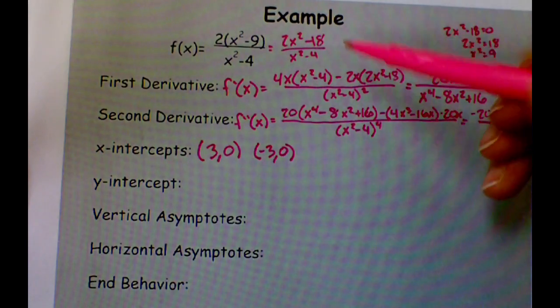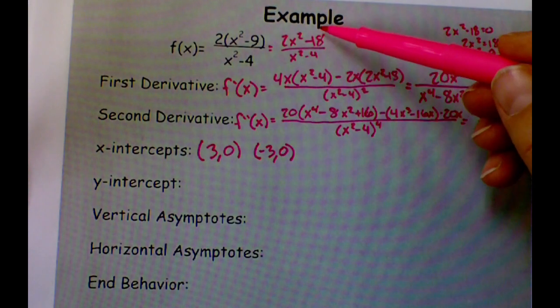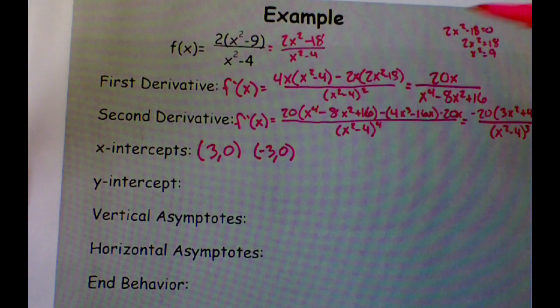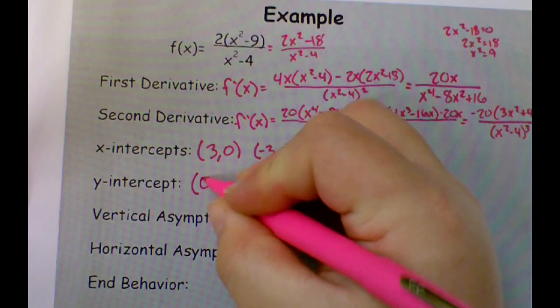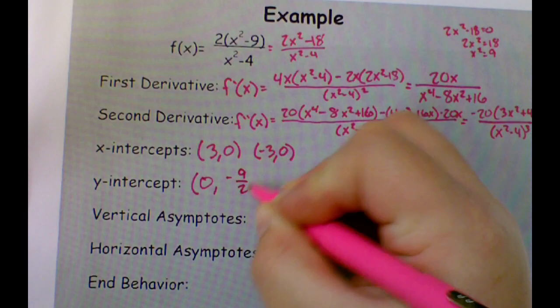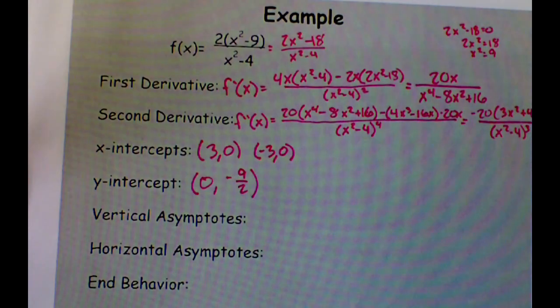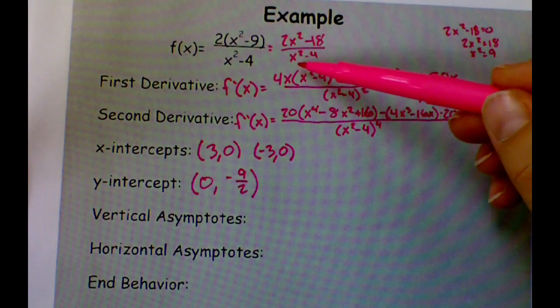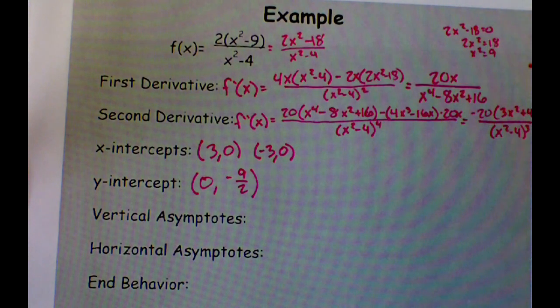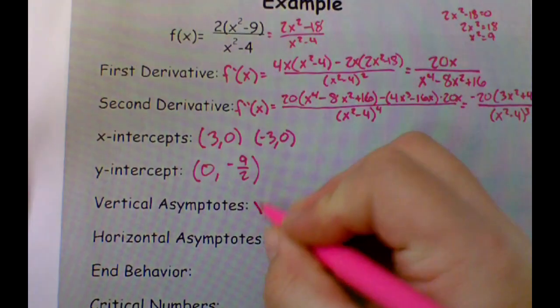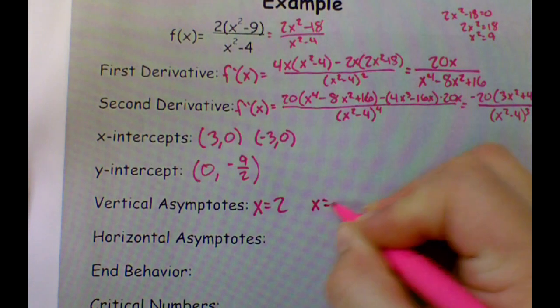For our y-intercept, we'll just plug in 0 for x. I get negative 18 over 4, which is negative 9 over 2. So (0, negative 9 over 2). Vertical asymptotes: anything that makes the denominator 0 that won't cancel with the numerator, that's positive and negative 2. So x equals 2 and x equals negative 2.